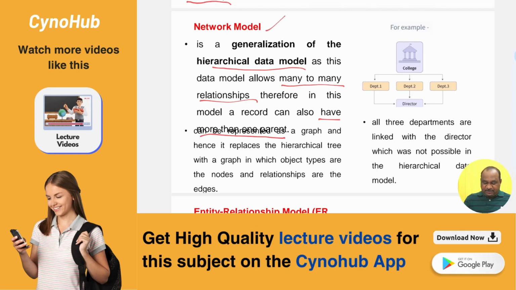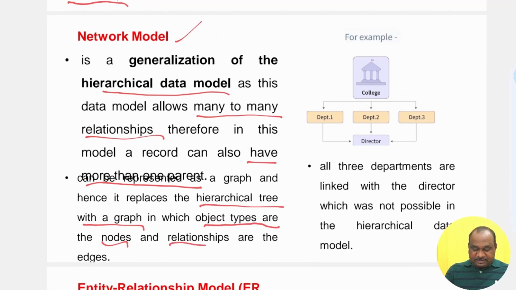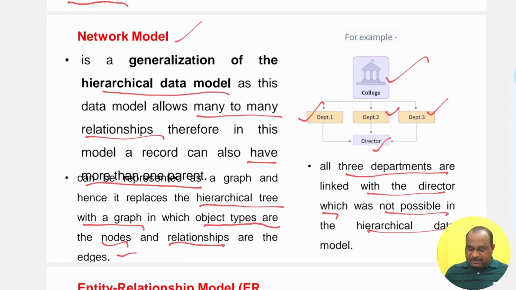So you can see the graph here, and hence it replaces the hierarchical tree with a graph in which object types are nodes and relationships are the edges. You can see the diagram here: college, department 1, department 2, department 3, and there is a director. All three departments are linked with the director, which was not possible in the hierarchical data model. If you observe this diagram and the previous hierarchical model, this is not possible there.